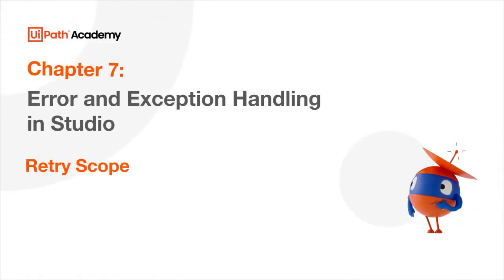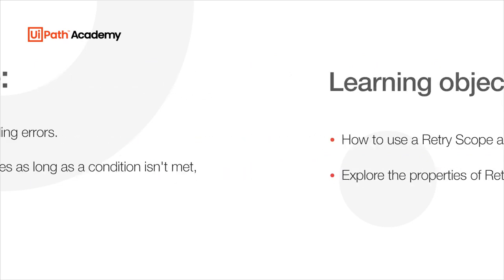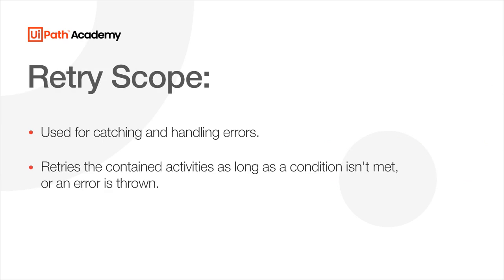Hello and welcome back! In this demo, we'll learn how to use a retry scope activity and explore its properties. Similar to a try-catch activity, the retry scope activity catches and handles errors. The retry scope retries the contained activities as long as a condition isn't met or an error is thrown.